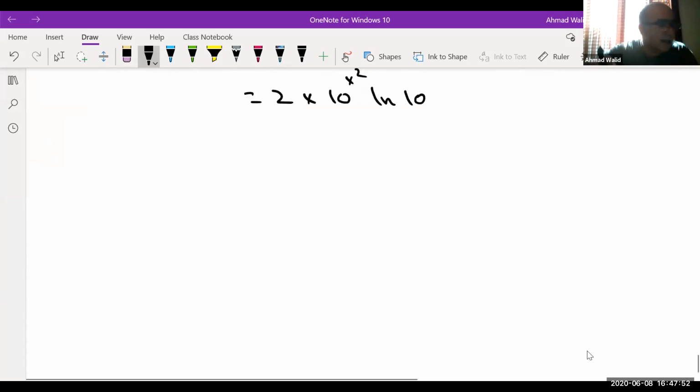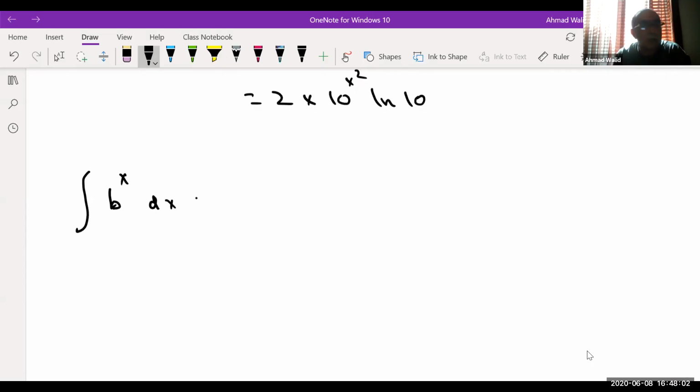The next topic is the integral. The integral of b to the power of x dx is equal to b to the power of x over ln b. That's the formula, and definitely plus c. That's the formula when you're looking for the integral of an exponential function, right? But here your b should not be equal to 1.